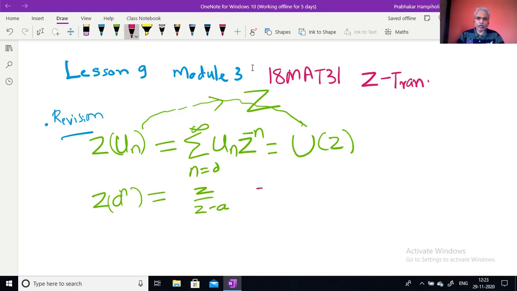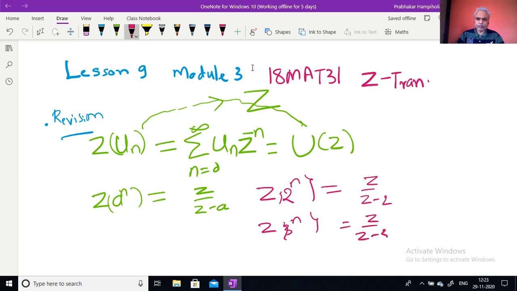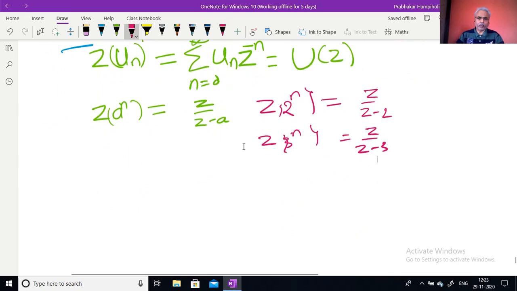Instead of a, you can go on writing 2 raised to n, instead of a, 3 raised to n, and so on and so forth. So instead of a, you should write here 2: Z by Z minus 2. Instead of 2, you will get 3 here: Z by Z minus 3. So I can go to negative suffixes also. So the next example, minus 2 raised to n. So this was plus 2 raised to n, giving Z minus 2. So this becomes Z plus 2.